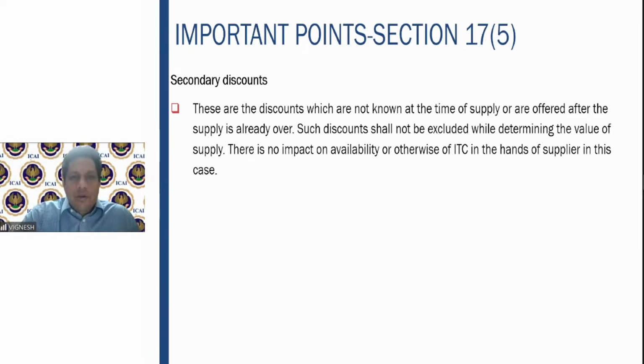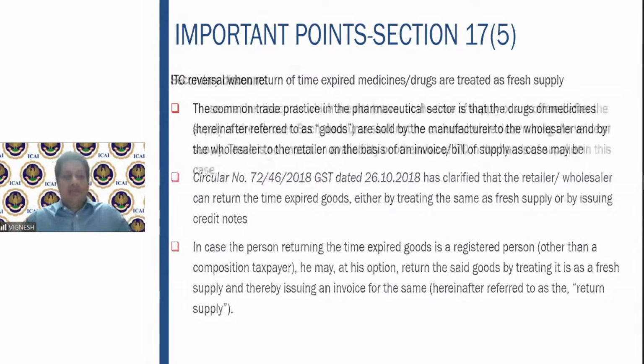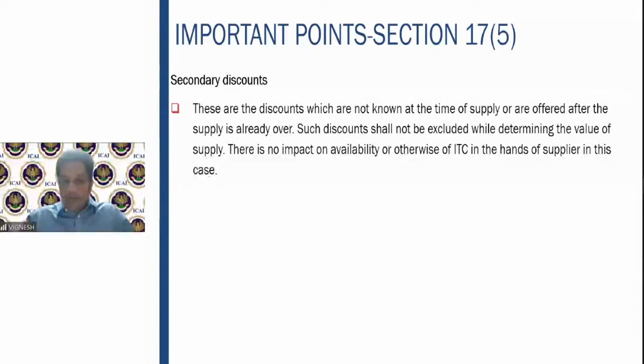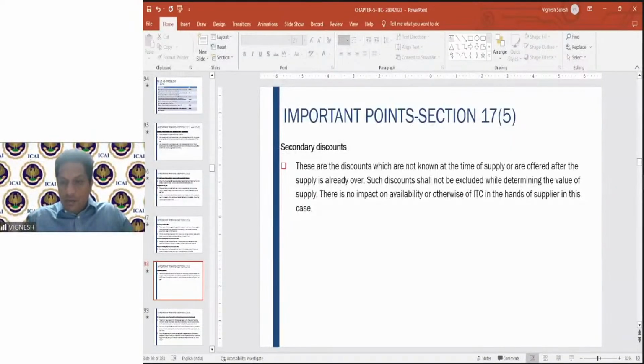You don't know at that point of time. Discounts such as when you achieve a particular sales limit, this discount is given. Such discounts also shall not be excluded. It will not be deducted from the value of the supply. Again, input tax credit availability impact: there is no impact on input tax credit availability. Fine. That was the circular which clarified with regard to discounts.